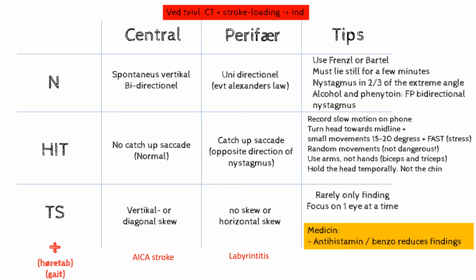Then it's important to know that certain medications like antihistamines and benzodiazepines will reduce your findings. And sometimes you can use this if their findings are really high amplitude. If they have high amplitude nystagmus and it's really hard to find out, then you can use benzodiazepines to reduce this nystagmus and make it a bit more visible, whether it's peripheral or central.